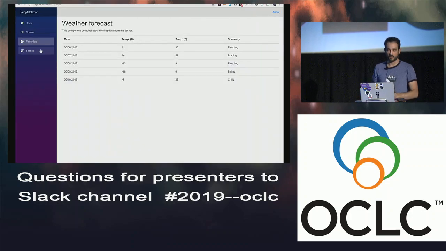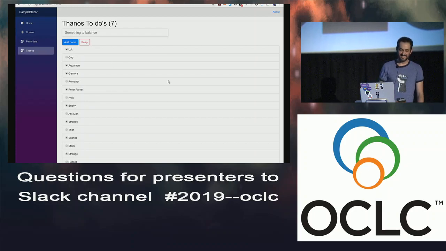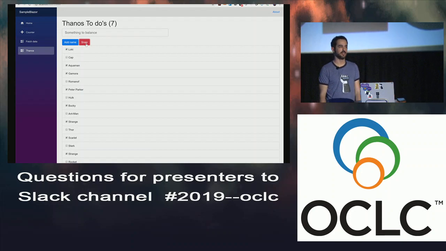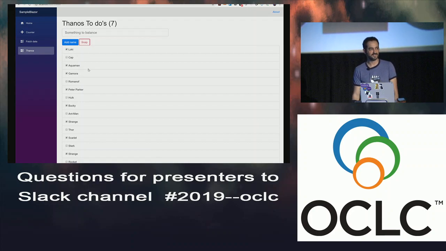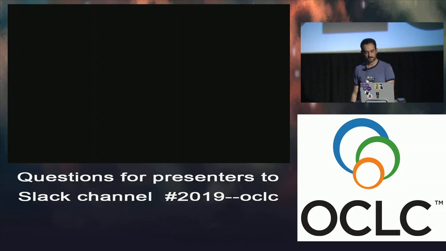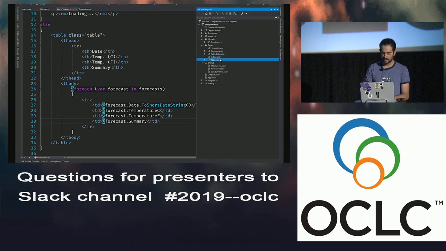So let's take a look at another example. We have Thanos' to-do list. What do you know? Some people's names are already checked off. So I've got this nice interface here. I could click snap, but this doesn't work. So we need to add some code here to make these to-do items disappear. So let's go take a look at the Thanos to-do list and see if we can make some changes.